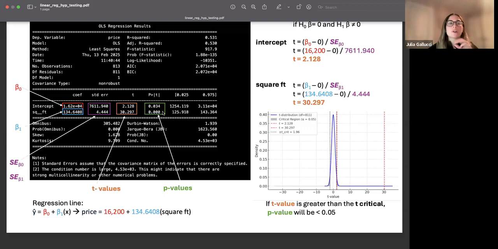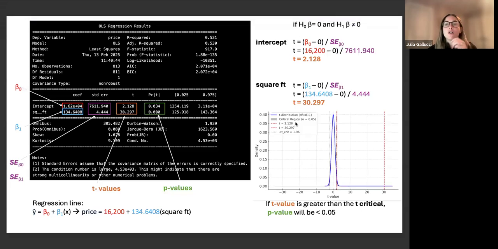So this is the summary output, and I just wanted to summarize where we're pulling these values from. For example, this intercept coefficient would be our beta naught, and our square footage coefficient would be this beta 1. And then we have these corresponding standard errors for beta naught and beta 1. From this, we can extract a regression equation. So for example, our predicted value of price is equal to beta naught plus beta 1 times x. In other words, here it would be 16,200 plus 134 multiplied by our predictor, which is square feet.